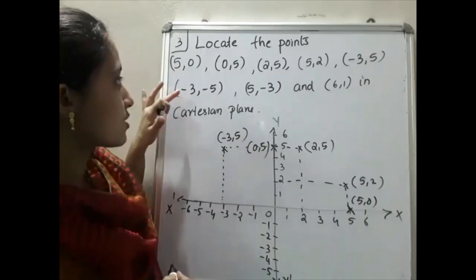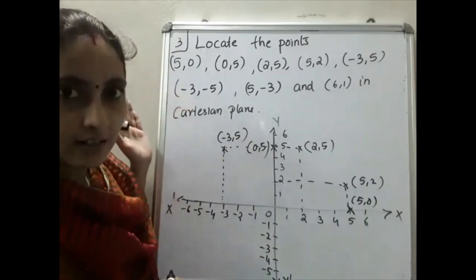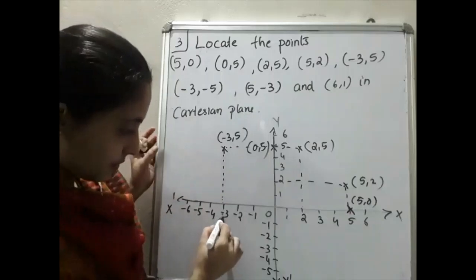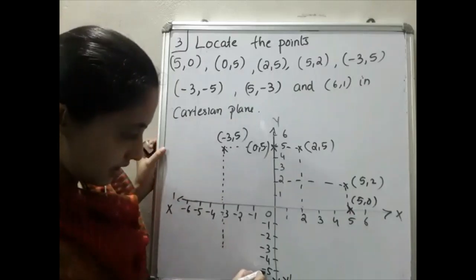Okay, and then next one is (-3, -5). That is both are negative. That means on the third quadrant. So from here -3, then here it is -5. So this point. (-3, -5).